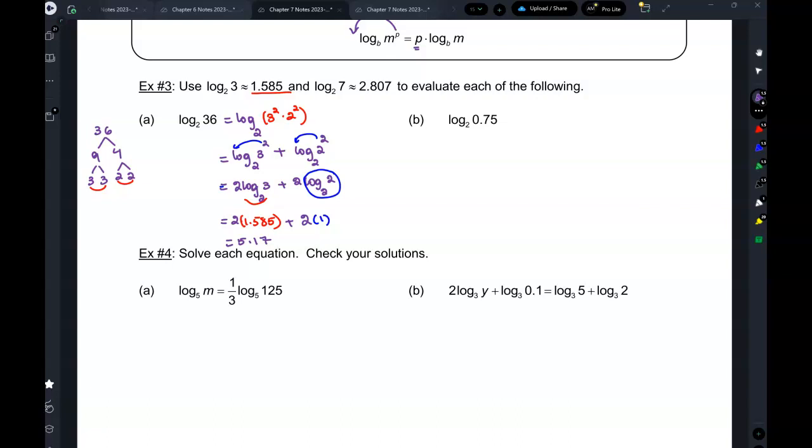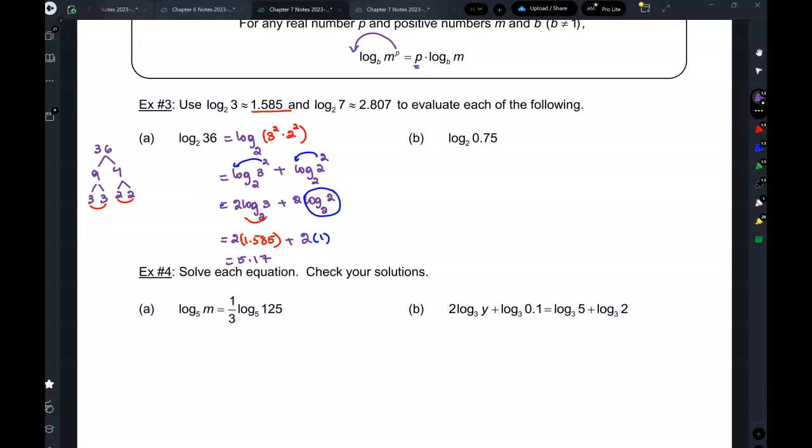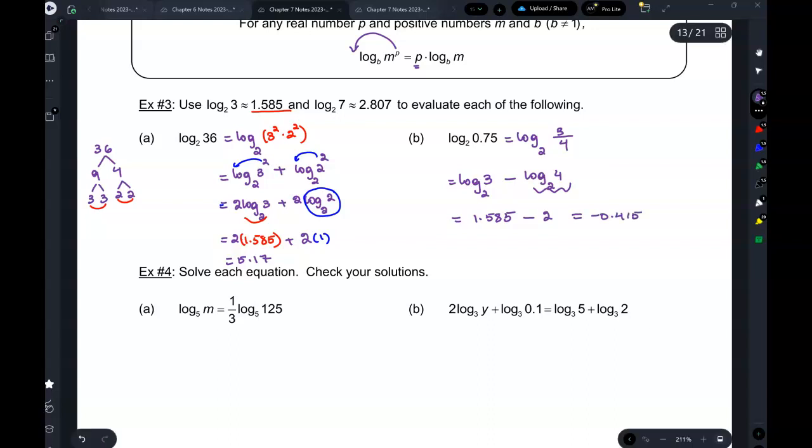Okay, next, log base 2 of 0.75. I don't know. How can we write 0.75 in terms of a 3 and or a 7? Well, the only thing I can think of is 0.75 is 3 over 4. Okay, I can work with that. So this will be log base 2 of 3 minus log base 2 of 4. I'm given log base 2 of 3, minus, and I know what this is, that's a 2. Isn't that lovely? So I get negative 0.415.